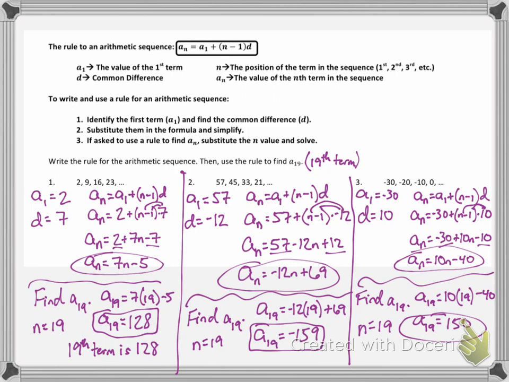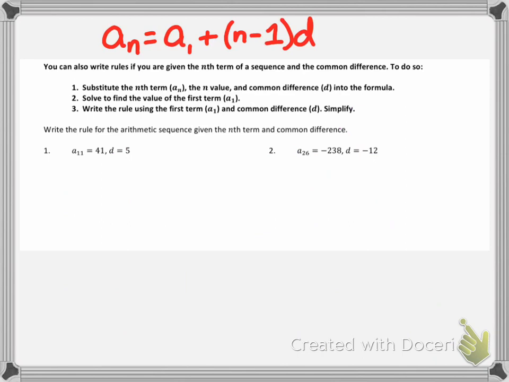The last part of this I'm going to show you here is how to write a rule if you're given, instead of the first term, some other random term in the sequence and the common difference. So you notice at the top of the screen I have the formula handy once again. We're still going to use the same formula for this. In order to write a formula for a sequence, you need to know the first term and the difference. If I don't give you the first term, we have to go find it.